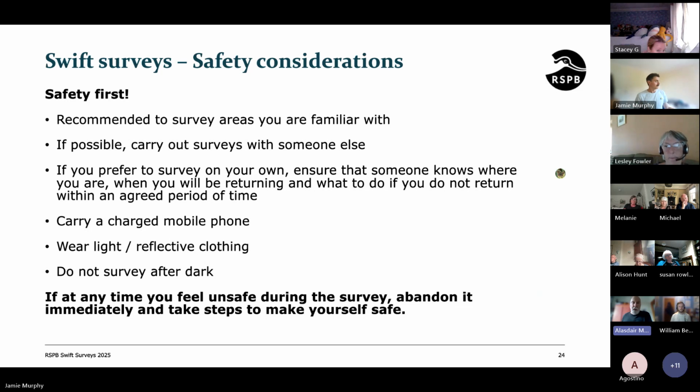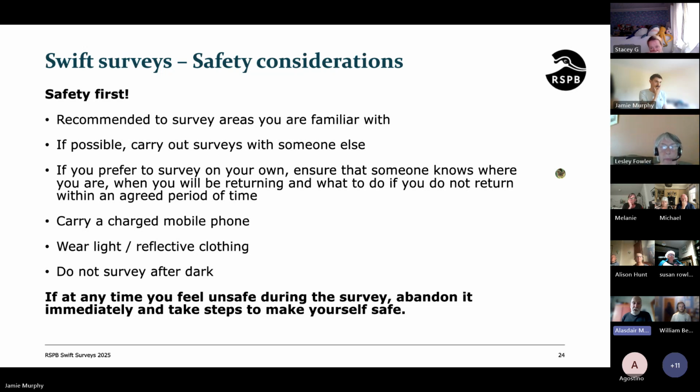Right, if you're going to go out surveying, we have some safety considerations. We have these especially for the volunteers that we're responsible for at the RSPB, but they apply to pretty much anyone. So we recommend that you survey somewhere that you're familiar with, an area where you know your way around, so you're not going to be lost. If possible, carry out the surveys with someone else. That's good for safety. It's also just good for spotting things, because two pairs of eyes are better than one.